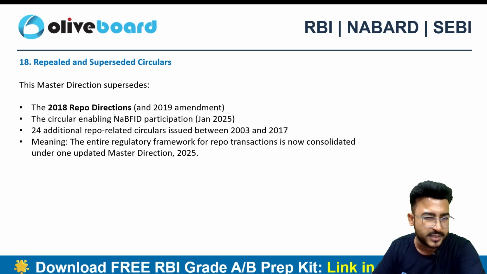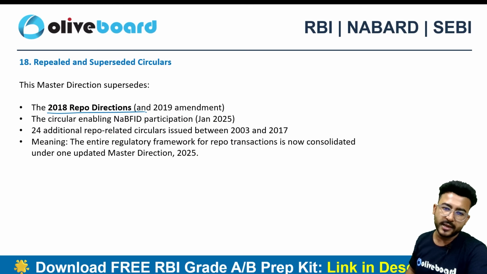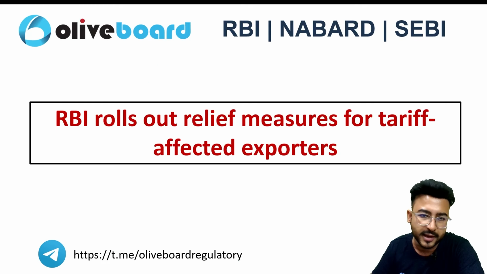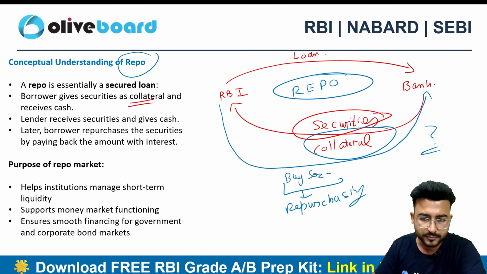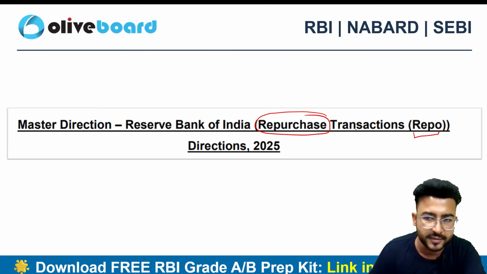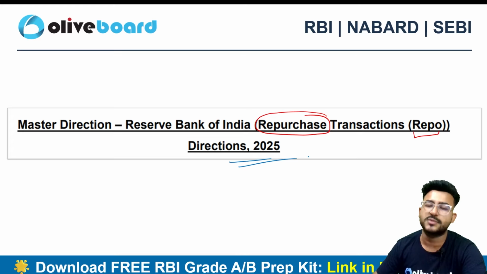Then the documentation requirement you can avoid, and supersede circulars, okay, your old 2018 repo direction has now been superseded because now we have the 2025 direction, right? So this is regarding the repo arrangement, right? This is regarding the repurchase transaction direction which is 2025.